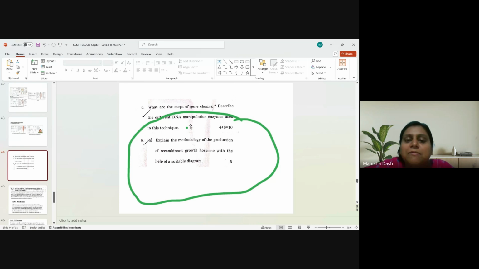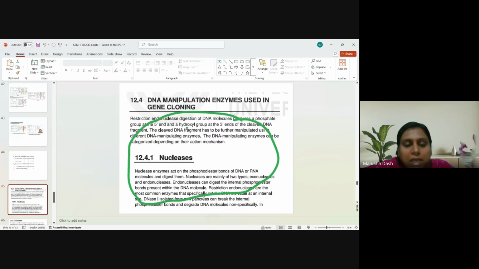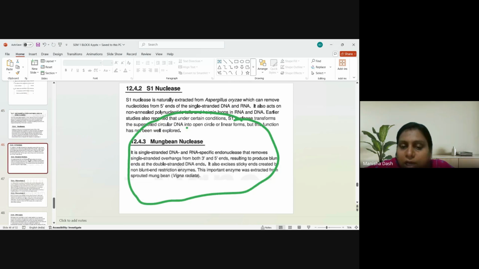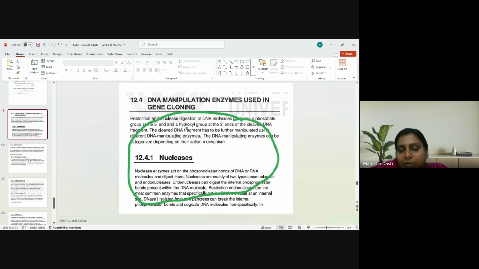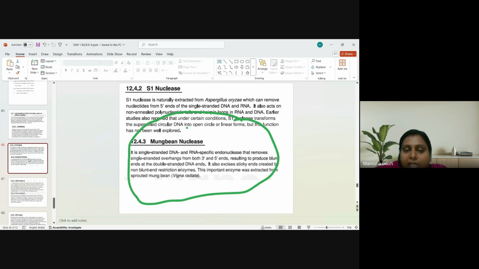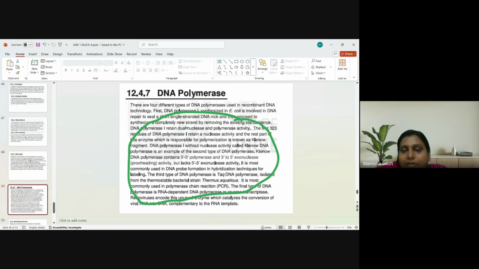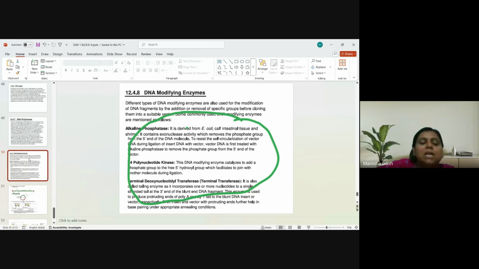Then describe the different DNA manipulation enzymes. There are a lot of manipulation enzymes that you must mention, with 2 to 3 lines on each nuclease: what is the function, in which type of DNA they act, and what is the mechanism of action. Then S1 nuclease, Mung-Bean nuclease, ribonuclease A, ribonuclease H, DNA ligase, DNA polymerase. These are the DNA manipulating enzymes, including some DNA modifying enzymes like alkaline phosphatase, T4 polynucleotide kinase, terminal transferase.